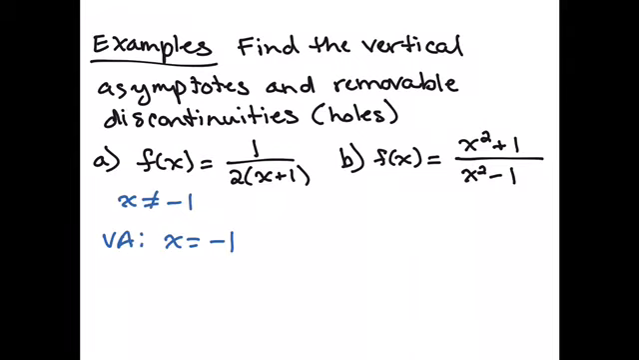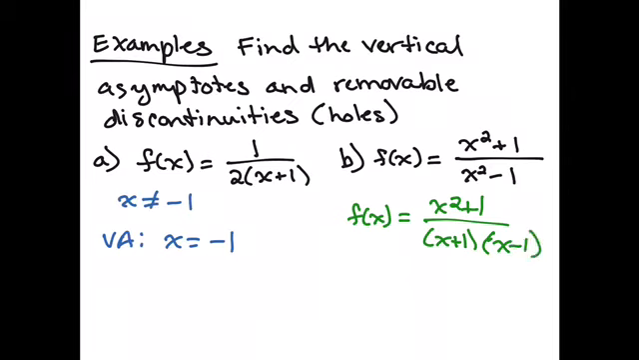The second function is a little more complicated. If I factor my denominator, it's a difference of squares, and I'll get (x plus 1) times (x minus 1). Can I factor the numerator? No. Why not? It's not a difference of squares, because there's a plus in between there. And so I can't do anything with that.